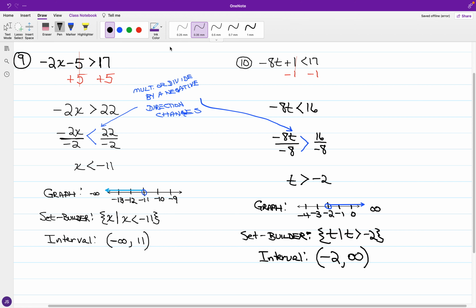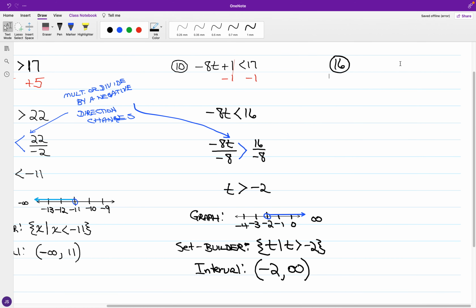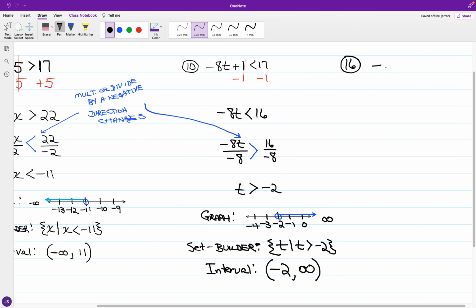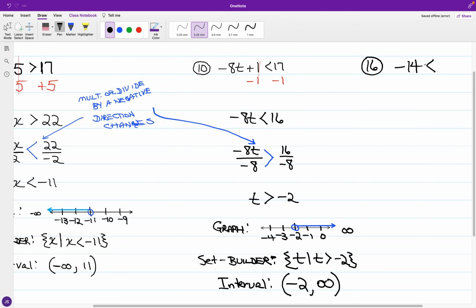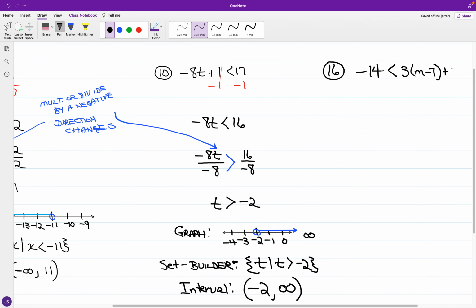All right. Now, for what we have in the case of 16, this time we're going from solving for x to solving for t, and now we're looking at solving for the variable m. And for this inequality, we have in the presentation negative 14 is less than 3 times the quantity of m minus 7 followed by the addition of 7.